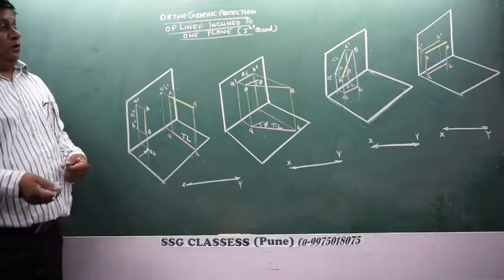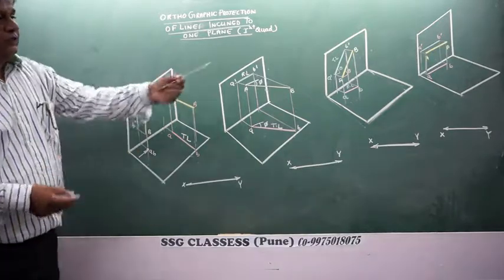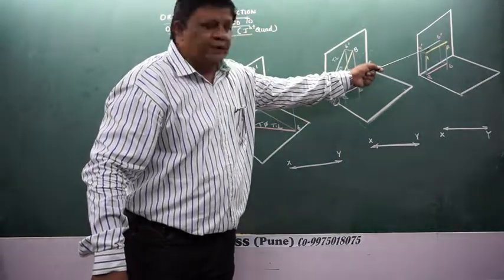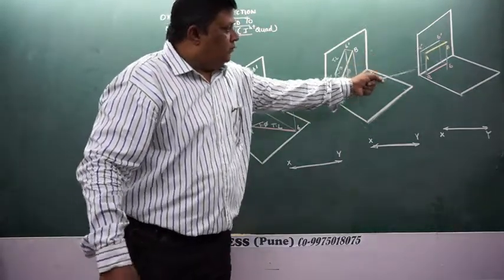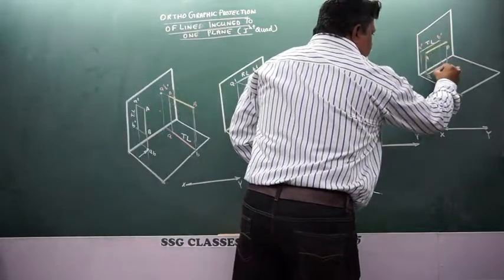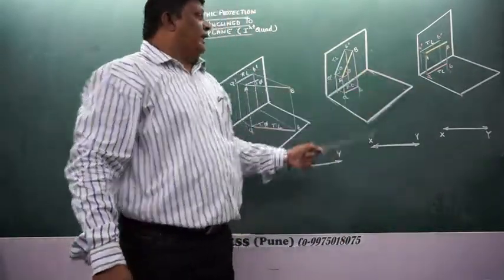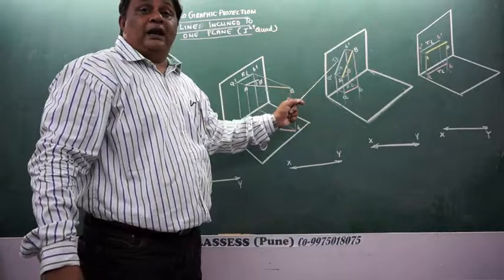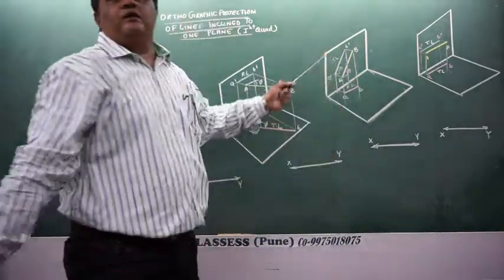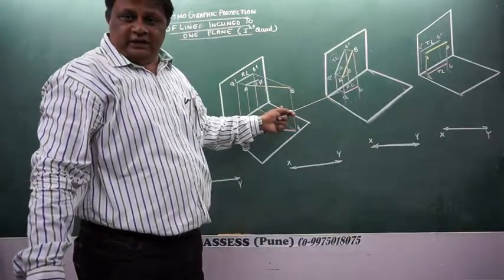Okay? Now, what is the important thing which I can conclude? Look at all these views. This line was parallel to both HP and VP. So the views or the length of the line on VP as well as on HP is of true length, the original length. Whereas in this case, it is parallel to VP, so I am having true length only on VP, that is in front view.